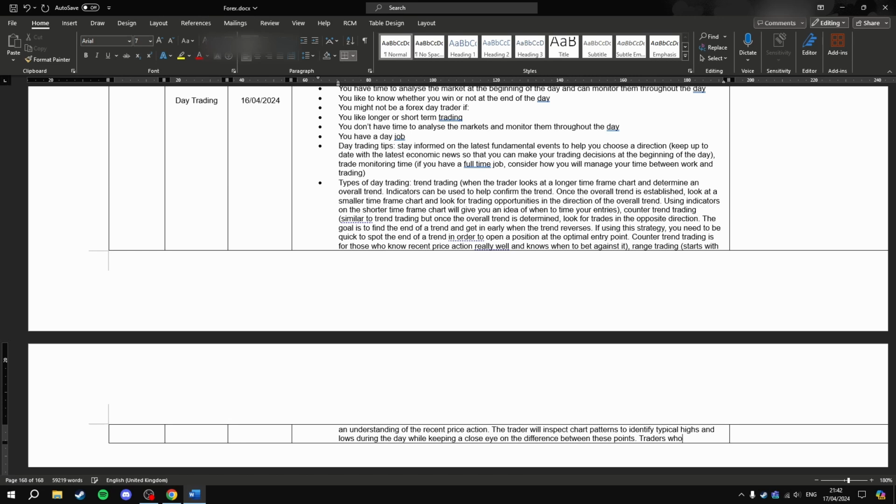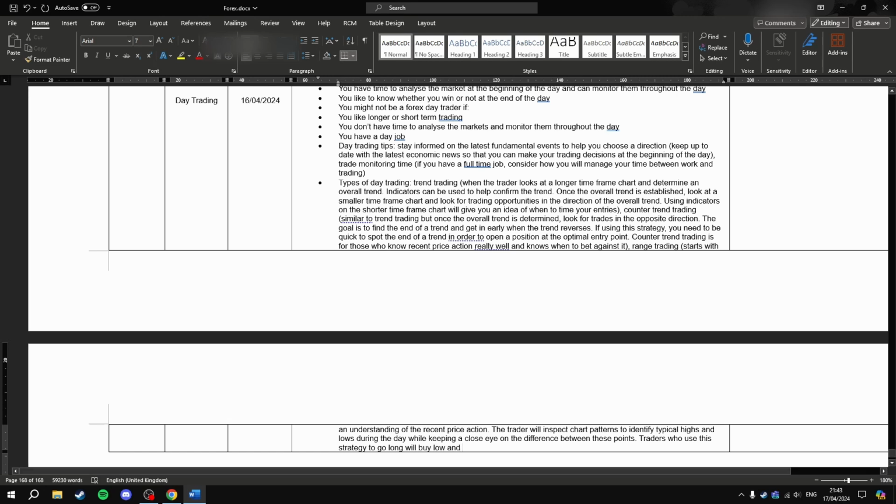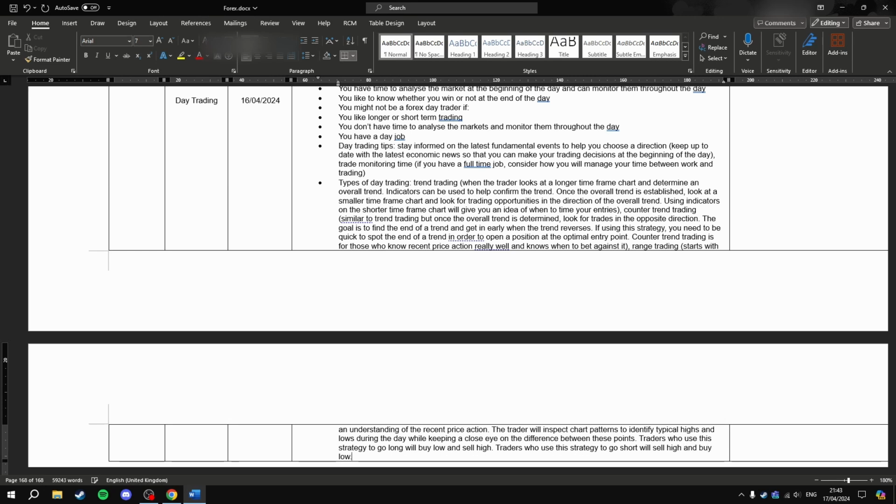Traders who use this strategy to go long will buy low and sell high. Traders who use the strategy to go short will sell high and buy low.